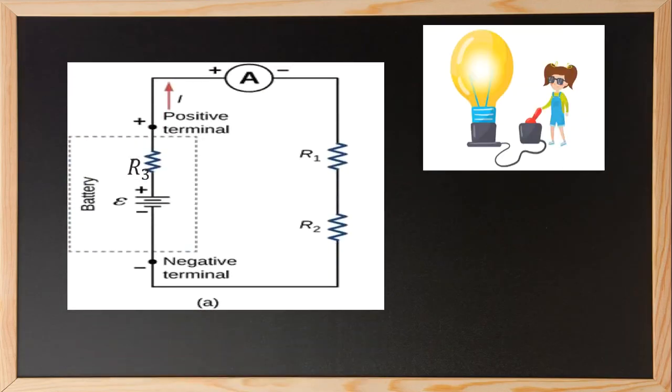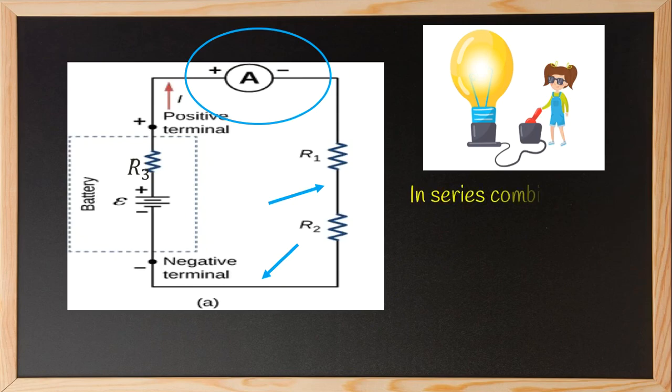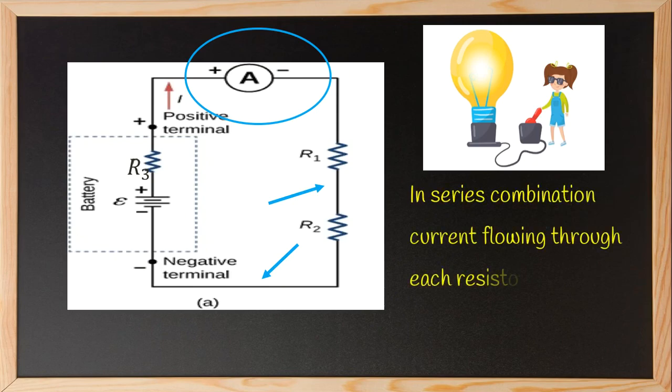If you observe this circuit diagram, you can see an ammeter, and this ammeter always records a constant value in a series combination of resistors, because in a series combination the current flowing throughout the circuit is constant. If you look at the wire connections, all the resistors R1, R2 and R3 are connected end to end in series. So, in a series combination, the current flowing through each resistor is the same.